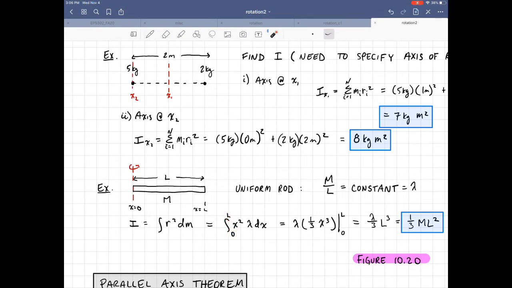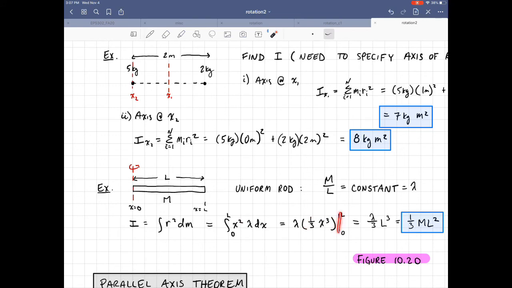And then the little chunk dm, the little chunk of mass, remember, the mass over the length is a constant value lambda, so dm over dx has to equal lambda. And so dm is going to equal lambda dx. So I've swapped out dm for lambda dx. Now, lambda is a constant, so that will just come out of the integral, and I'm going to integrate x squared dx. So that gives me 1/3 x cubed.